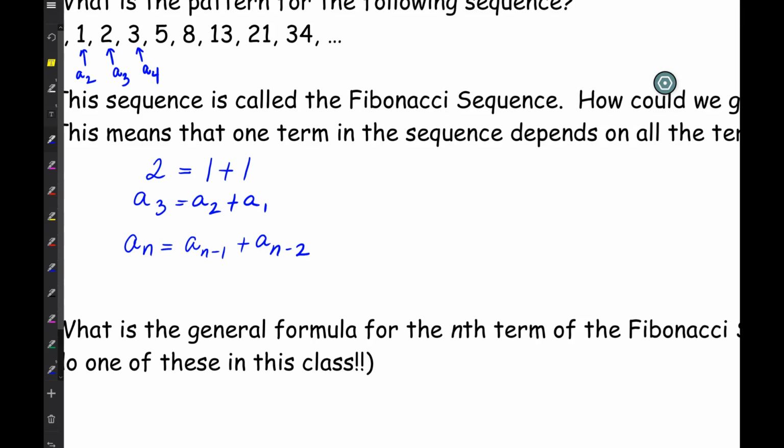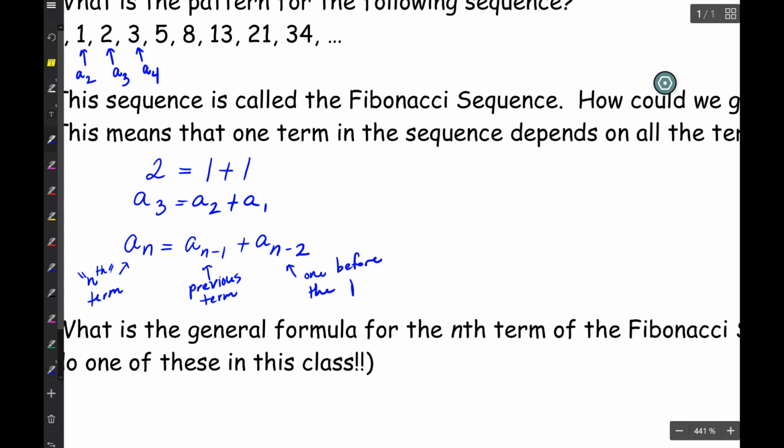And what you have to recognize is just what these pieces mean. So this is the nth term. A to the n minus 1 is the previous term, and you can see how that works if you plug in an actual value for n. And n minus 2 would be the one before the previous term. Now we're just going to be looking at the nth term and developing it off of the previous term.